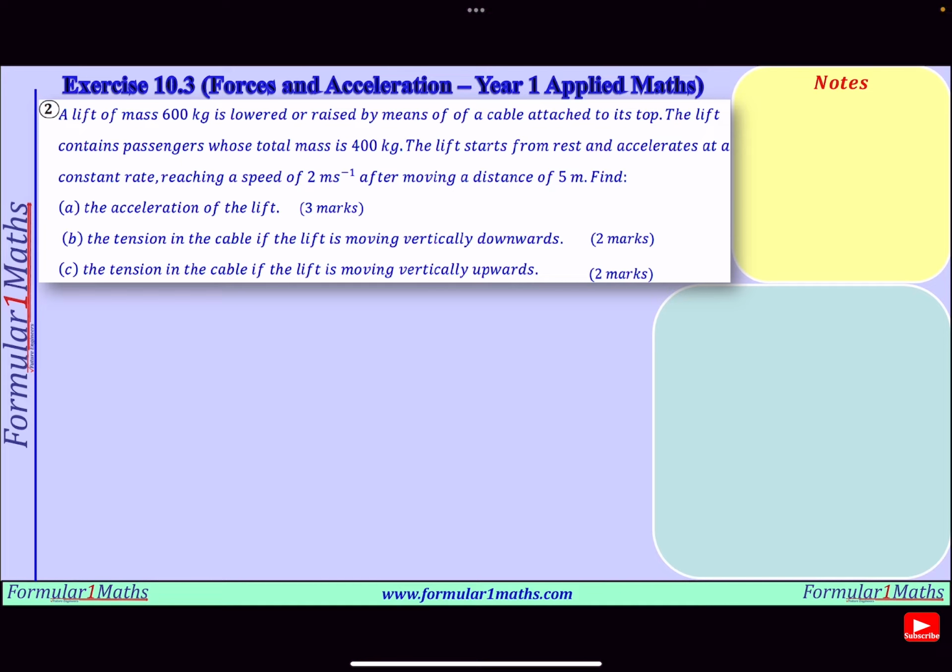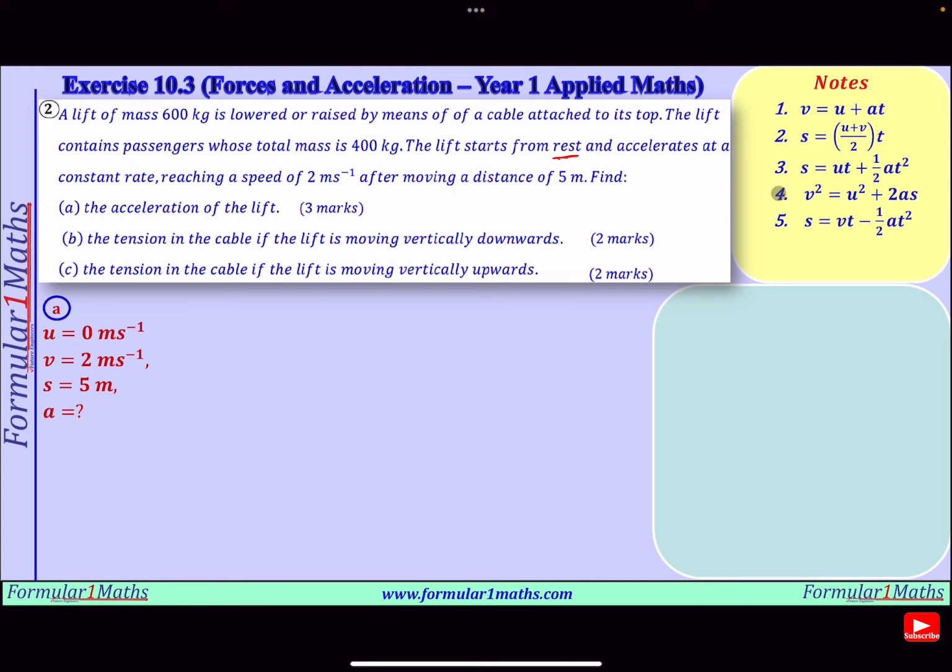So for A, the lift starts from rest, so our initial velocity u is 0. It also reaches a speed v of 2 meters per second after traveling 5 meters. We need to calculate the acceleration. So we are going to use equation number 4, v squared equals u squared plus 2as. Let's do our substitution. We get 4, because 2 squared is 4, equals 0 plus 2 times a times 5. This reduces to 4 equals 10a. And solving gives us 2 over 5 meters per second squared. So the acceleration is 2 over 5 meters per second squared.